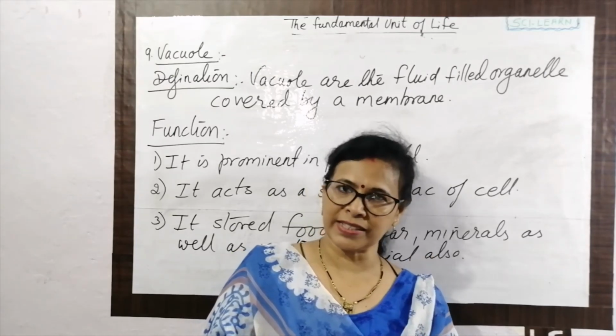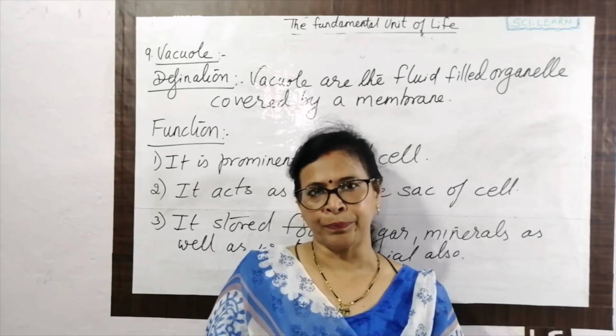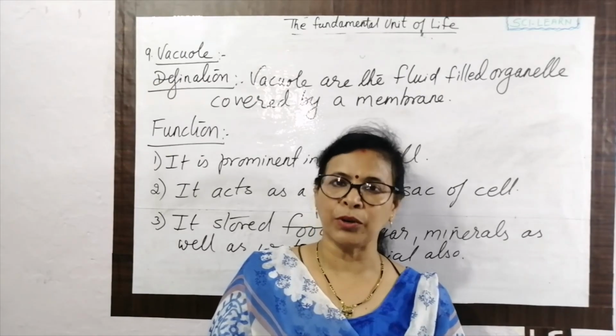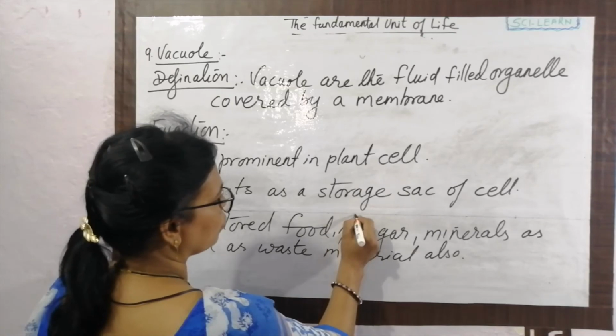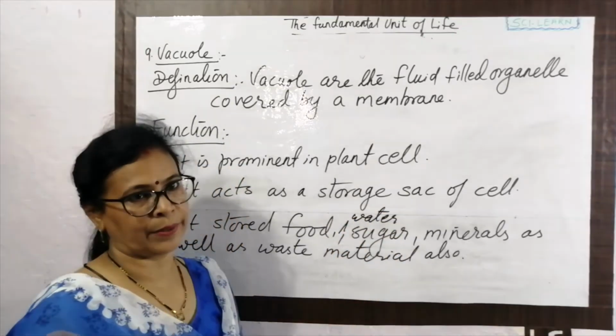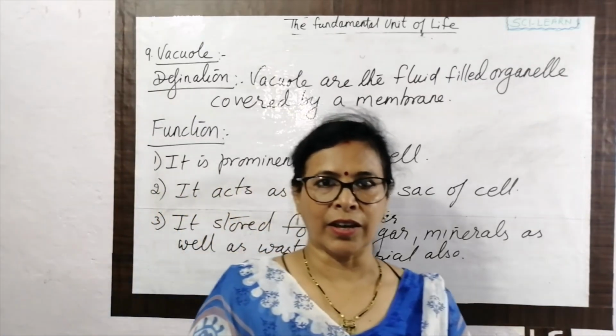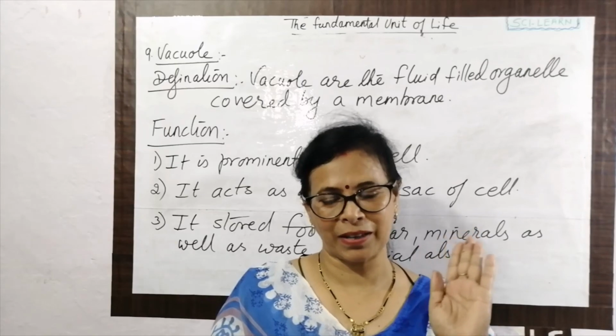It acts as a storage sac, a storage bag, and it stores food, water, minerals, and the waste product is also present here. Food, water, sugar, and waste product are also present here. So this is all for today. We have studied about the Golgi complex and the vacuole.